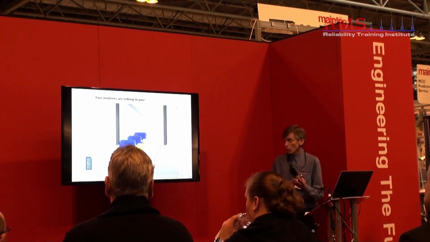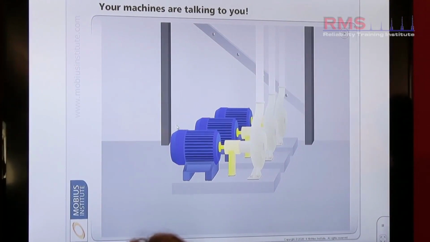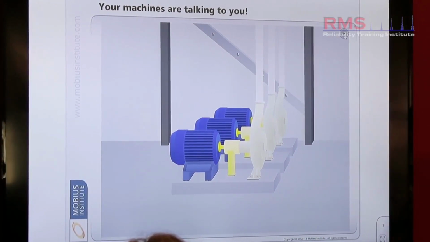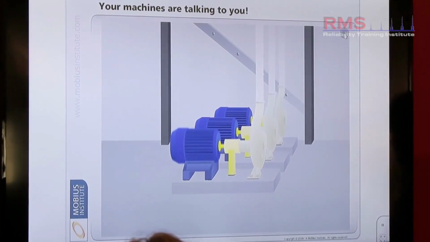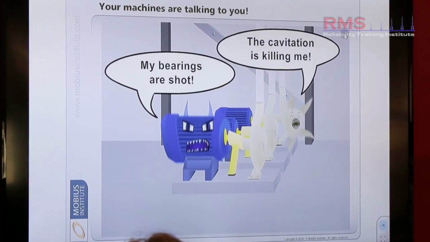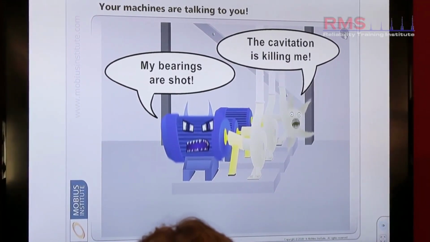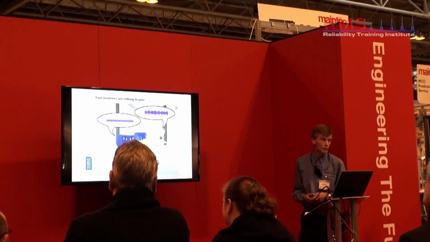So, our machines talk. They talk to us, but maybe what they don't speak is English or Spanish or German. Obviously, they speak vibration when they are not healthy. You know, it'd be nice if they actually said what was wrong with them, but sadly, that's not the case. But what they do talk is signals.